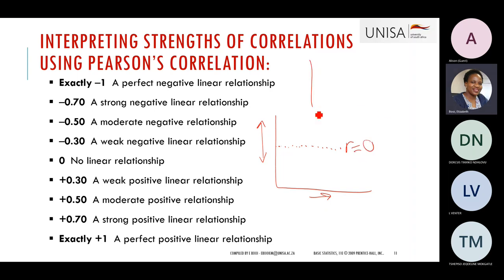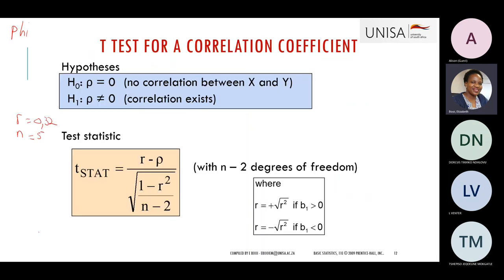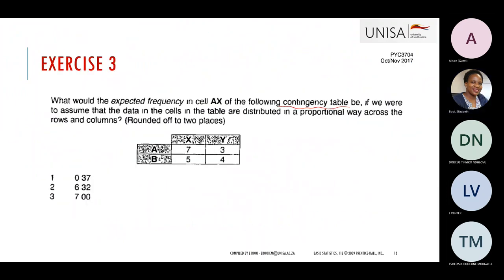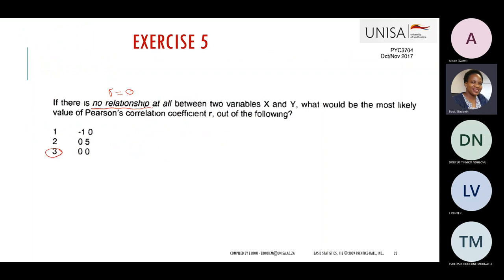Or alternatively, you can have one that looks like this. When your X is constant, let's say this is 2, and your Y increases or decreases, the value of X stays the same. Hence, that will be equal to zero. So there will be no relationship between X and Y because X is constant, or Y is constant in a way. And that is what is happening with that one. So we can go to another exercise.